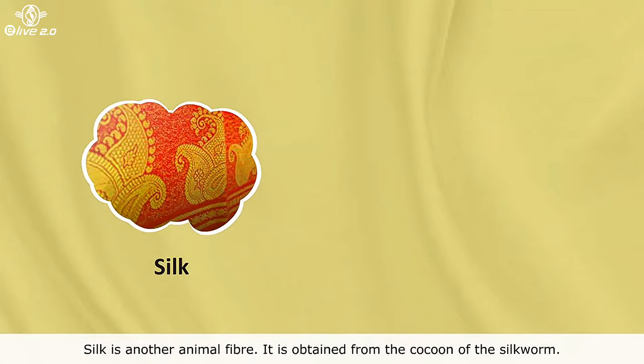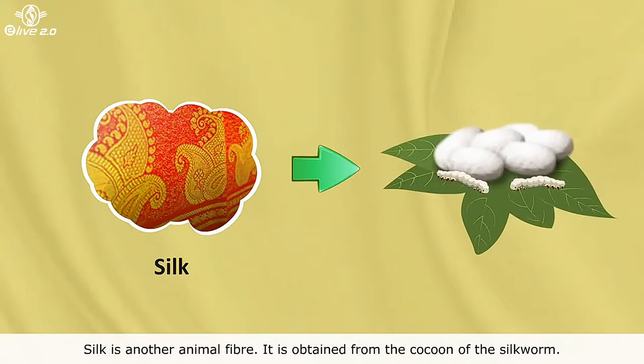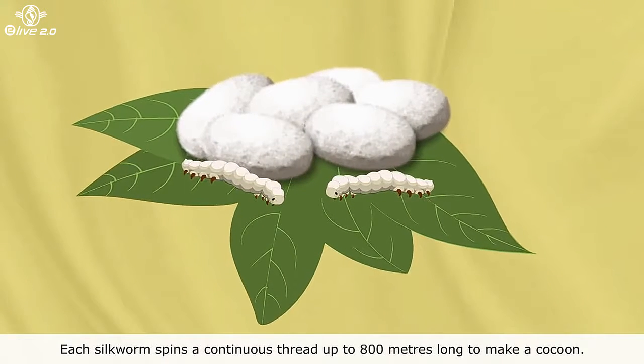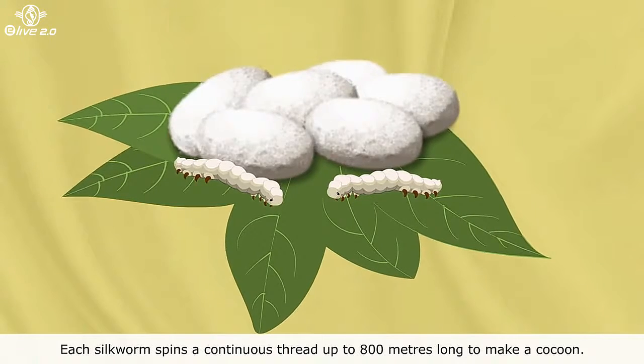Silk is another animal fiber. It is obtained from the cocoon of the silkworm. Each silkworm spins a continuous thread up to 800 meters long to make a cocoon.